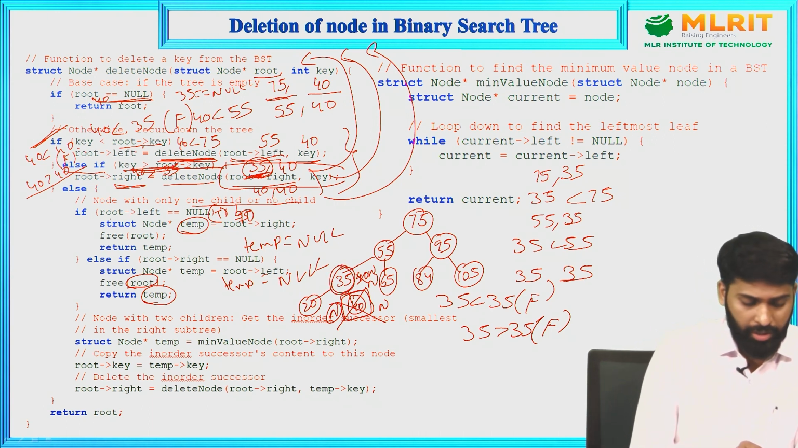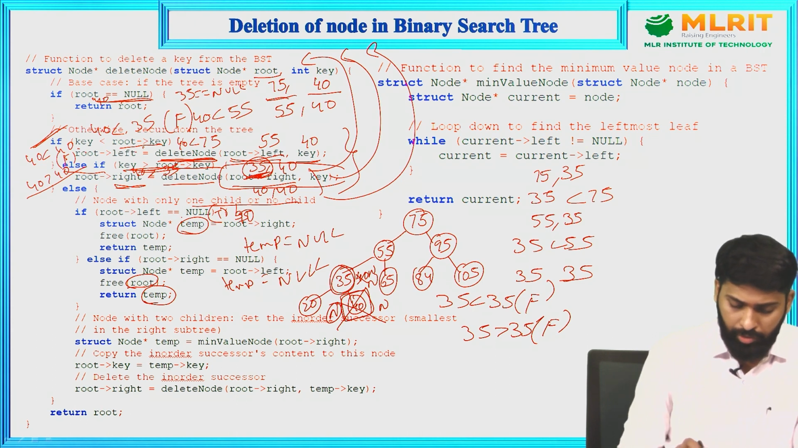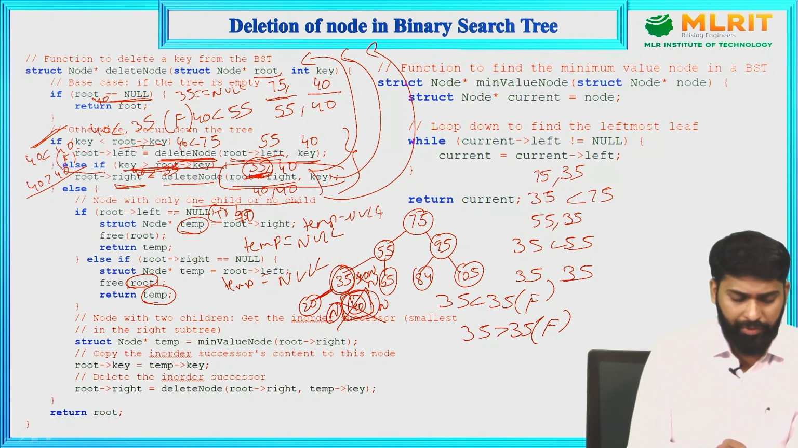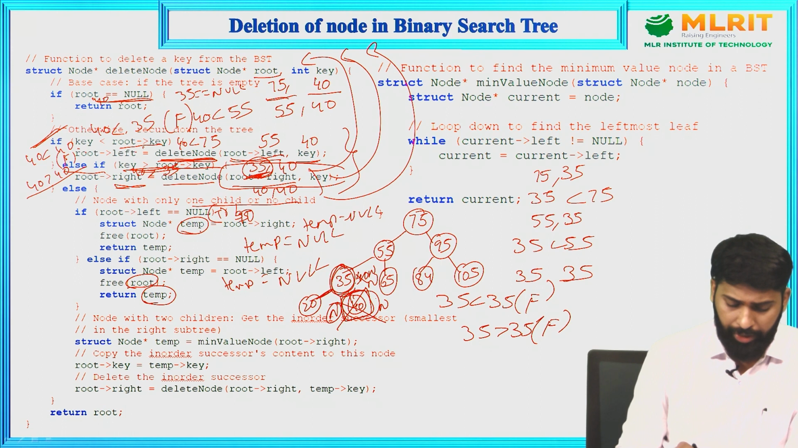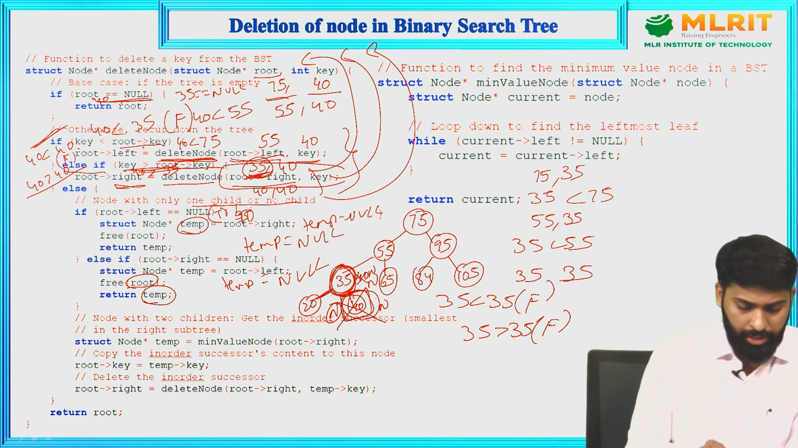Now you check that root arrow left equals to null? No, it is not null. So enter into the block and temp equals to root arrow right. So what is the root arrow right? Null. Now temp equals to null. So root arrow left equals to null. Here 35 arrow left equals to null. No, 35 have 20. So it is false.